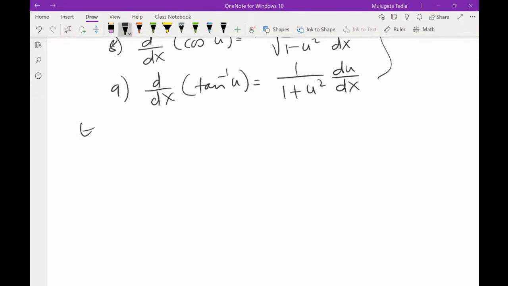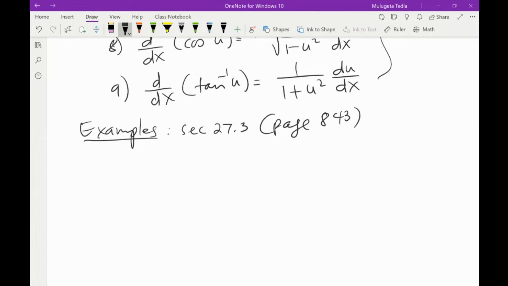So I'm going to do examples. We should acquaint ourselves with these formulas. They are important. So examples are on section 27.3 on page 843. So number 4, the instruction is find the derivative.